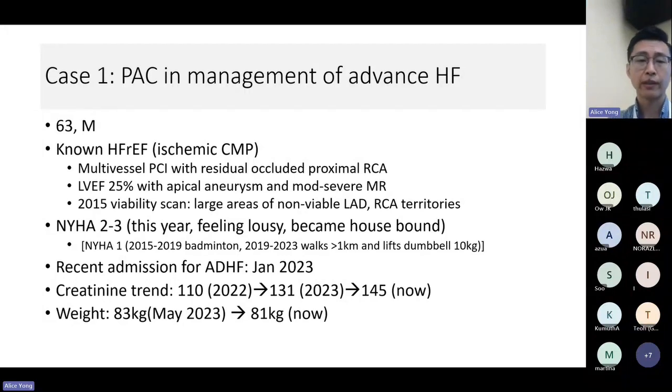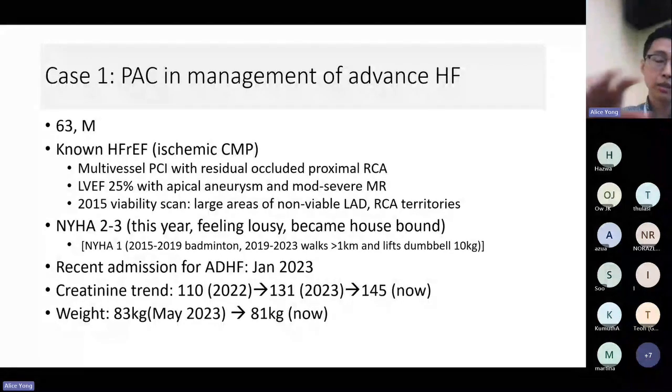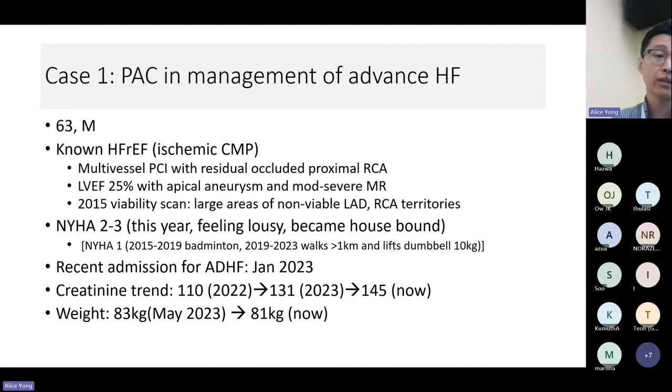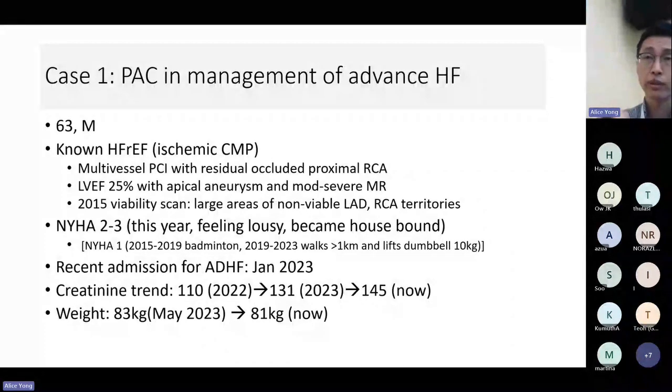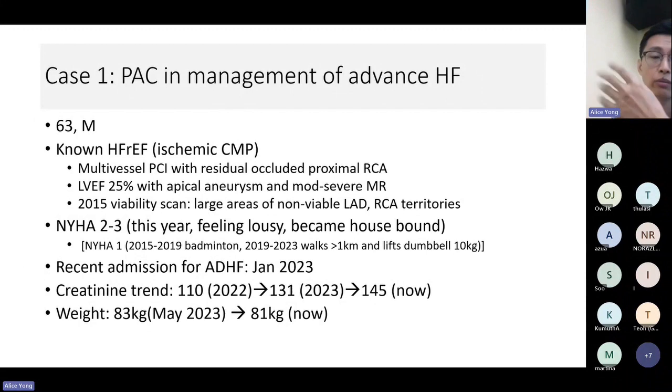And he used to be quite fit after he was diagnosed with ischemic cardiomyopathy. But over the years, we can see that he's sliding downwards in terms of functionality. So the NYHA class becomes higher: he used to play badminton, now cannot play, can only walk. And this year alone, when he comes, he feels very lousy, very tired, although not very congested, and has become housebound. Walking a little bit will cause him to be very breathless on exertion. He was admitted once this year in January before he came to see us again a few months ago.